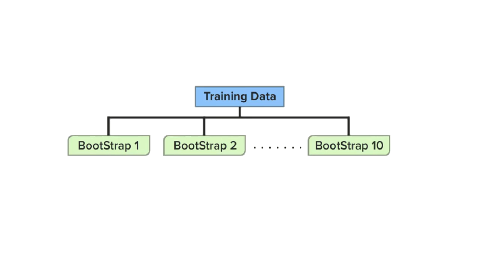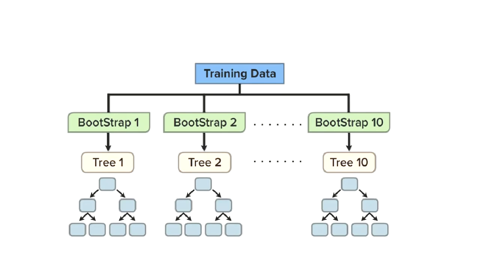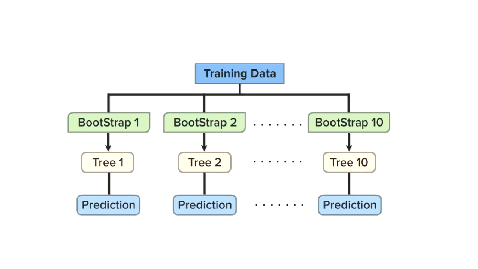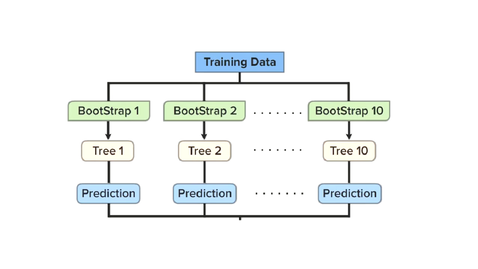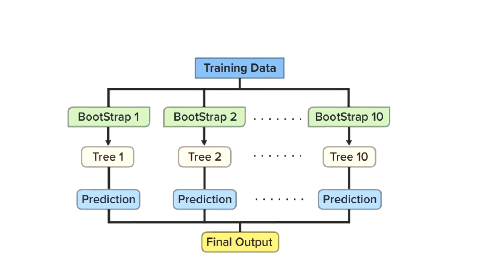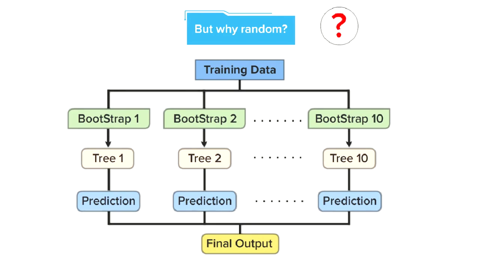Now on each of these bootstrap samples, we will build a decision tree. So here, we will train 10 decision trees, each on a different bootstrapped sample of data. And each of these generates a separate set of predictions based on the subset of data it received. Lastly, we will combine multiple trees to get the final output, and hence it is called a forest. But why random? Is this because we use random bootstrap samples? Well, that's partially correct.